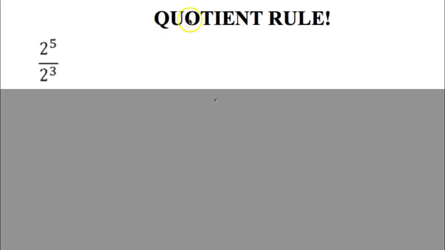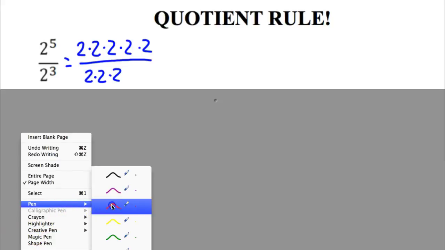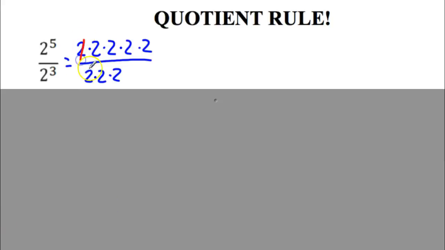So now we're talking about quotients. If you remember, this means divide. In the last video, I made you write these all out. So I said 2 to the 5th power, well, that's 2 times 2 times 2 times 2 times 2, divided by 2 to the 3rd power, that's 2 times 2 times 2. And then we canceled things out. And then I have 2 times 2, which is 4, or you can say 2 to the 2nd power.